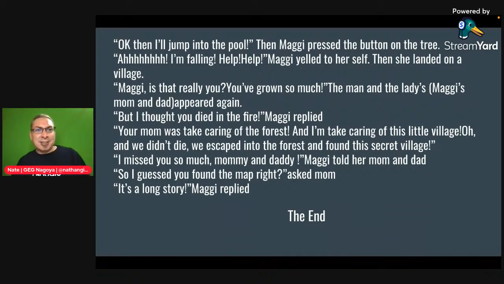"Okay, I'll jump into the pool." Maggie pressed the button on the tree. "I'm falling. Help, help," Maggie said to herself. She landed in the village. "Maggie, is that really you? You've grown so much." The man and the lady, Maggie's mom and dad, appeared again. "But I thought you died in the fire," Maggie replied. "Your mom was taking care of the forest, and I'm taking care of the village. Oh, and we didn't die. We escaped into the forest and found this village." "I miss you so much, Mommy and Daddy." "So I guess you found the map, right?"